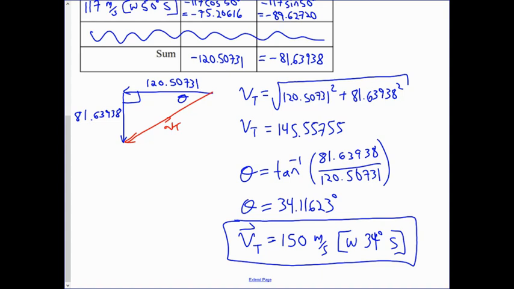Now that we've got that, it's time to do some practice on this stuff. And some of the practice we're going to try actually will have 3 or maybe even 4 vectors that we're going to add together into our table. But the method remains the same.